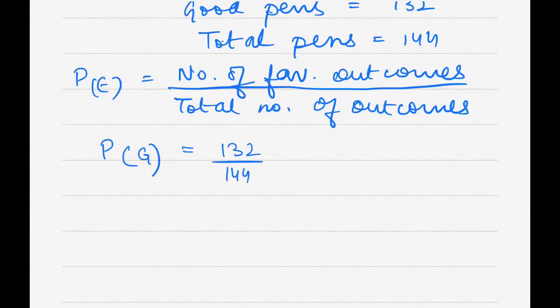Now I can cancel by 12. 12 ones are 12, 12 ones are 12, and 12 12s are 144. We know that. So 11 by 12 will be the probability of getting the good pen. That should be my answer.